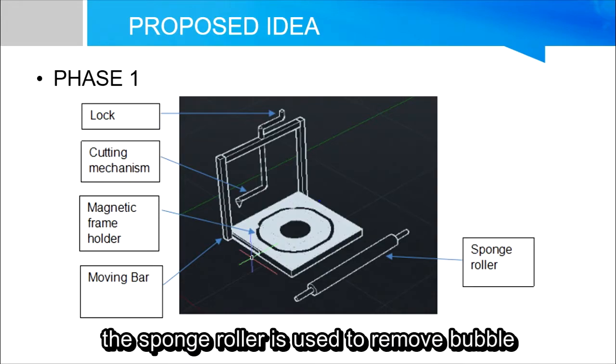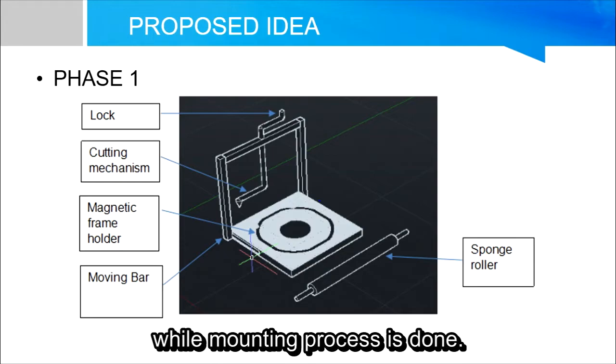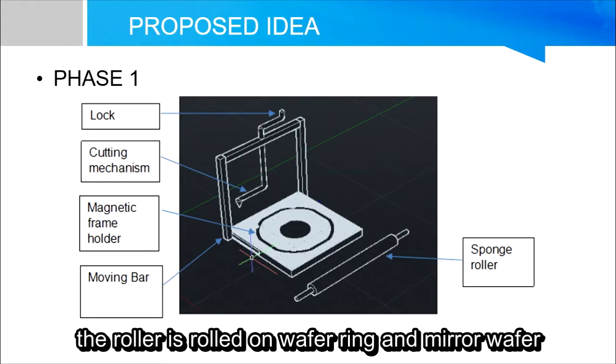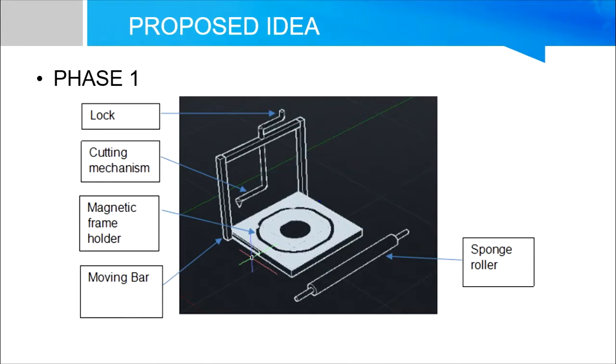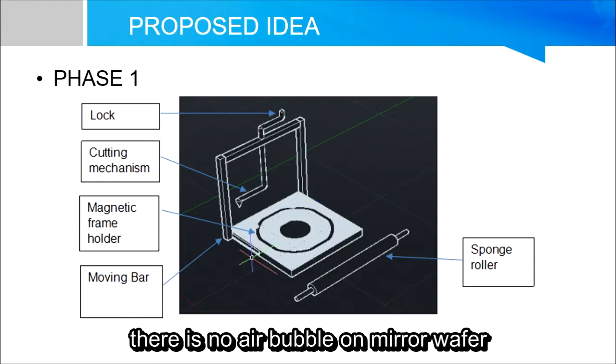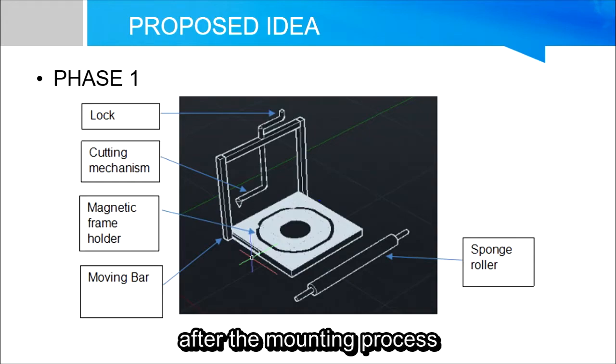The sponge roller is used to remove bubbles while the mounting process is done. The roller is rolled on the wafer ring and mirror wafer so that the mounting tape sticks evenly to the surface and there is no air bubble inside the mirror wafer after the mounting process.